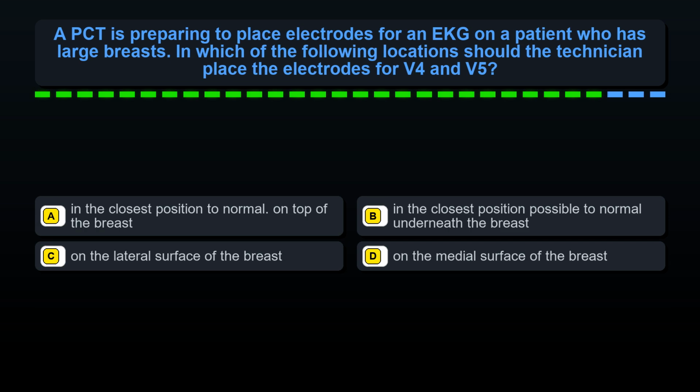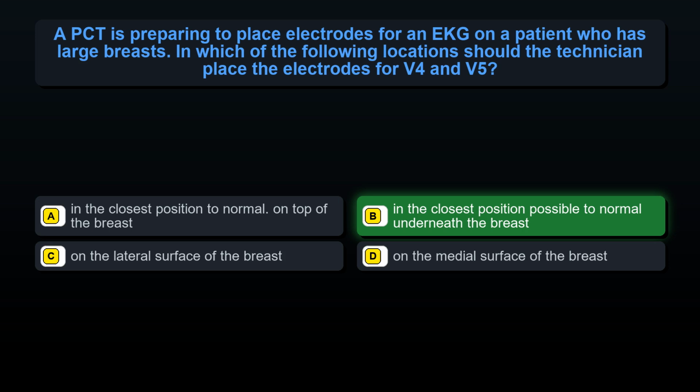A PCT is preparing to place electrodes for an EKG on a patient who has large breasts. In which of the following locations should the technician place the electrodes for V4 and V5? Option A, in the closest position to normal, on top of the breast. Option B, in the closest position possible to normal underneath the breast. Option C, on the lateral surface of the breast. Option D, on the medial surface of the breast.